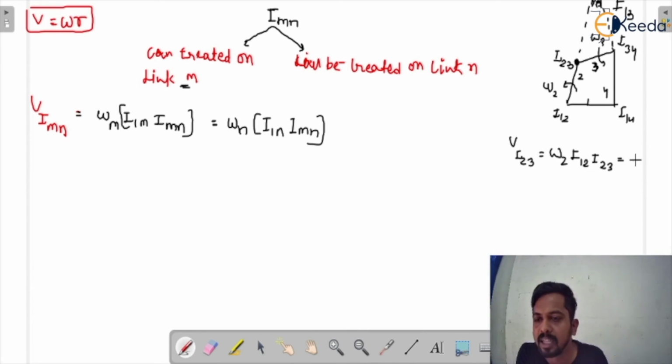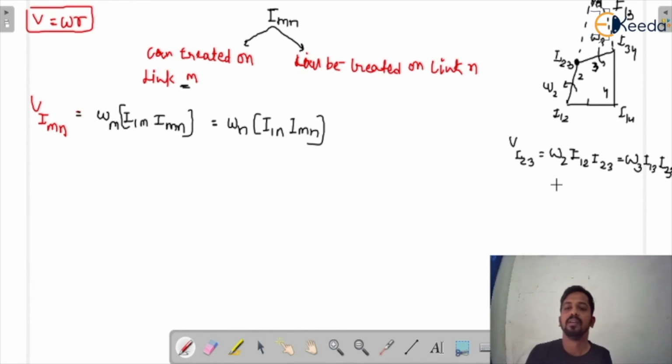I23, and that is also equal to, because I am going to treat I23 on link 2, then on link 3, it can be treated on both the links, so that is why I am going to write here in the form of omega 2 and in the form of omega 3, that is I13 I23. Are you getting my point? So using this relation you can find out the angular velocity of one link.